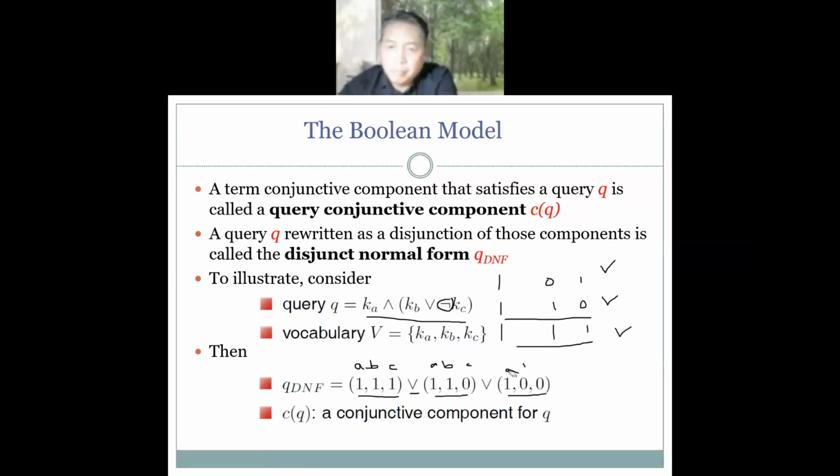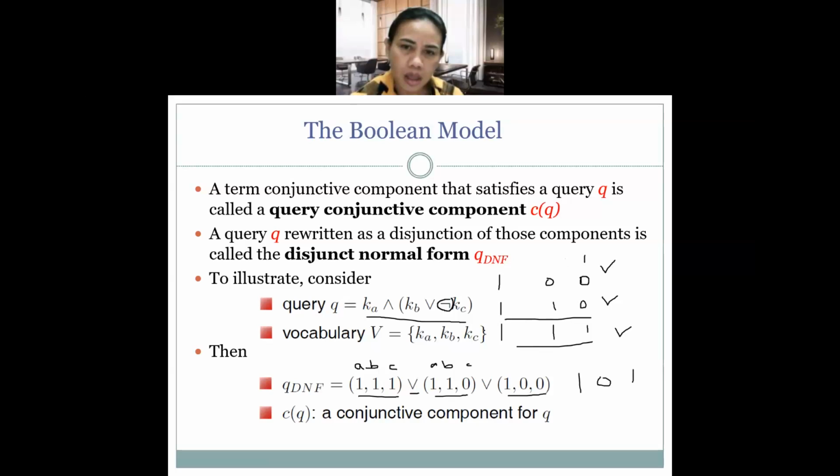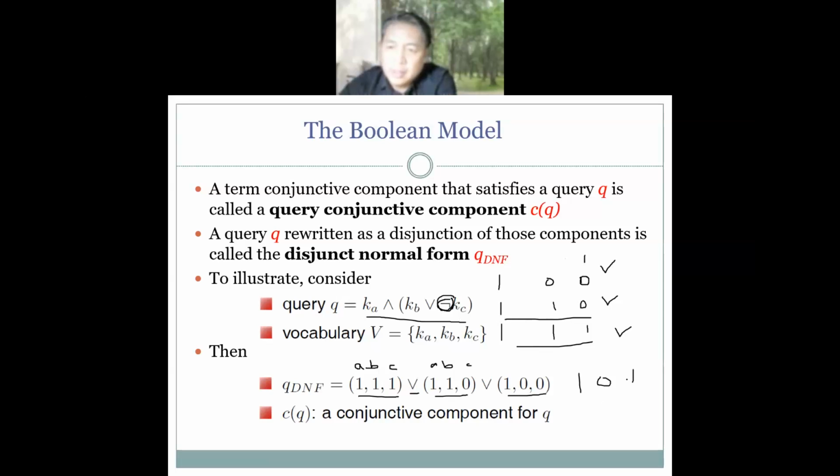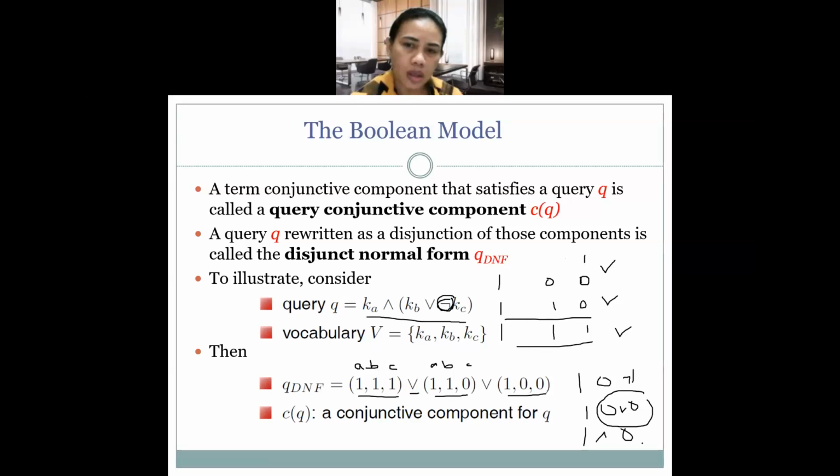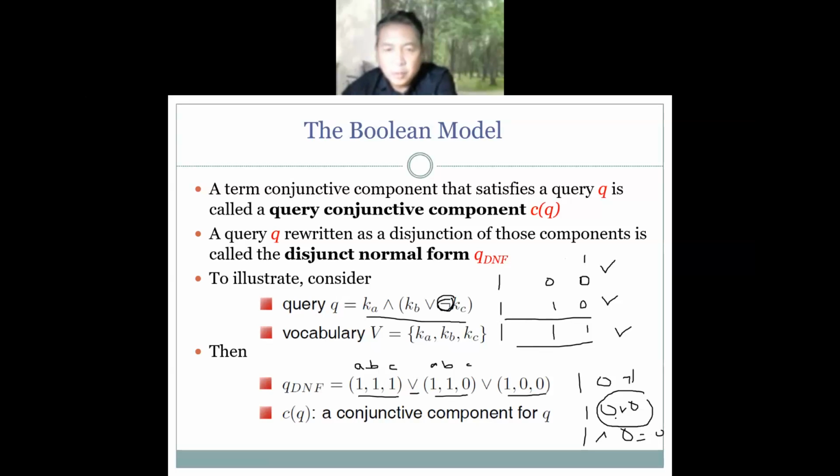So you only can have this one. Since we have NOT, this one will become 1. So we cannot have 101 because we have the NOT here. If you take the complement of this, it will become 100. So this one will become false, and false, false, 1 false, and 1, 3 becomes 0.